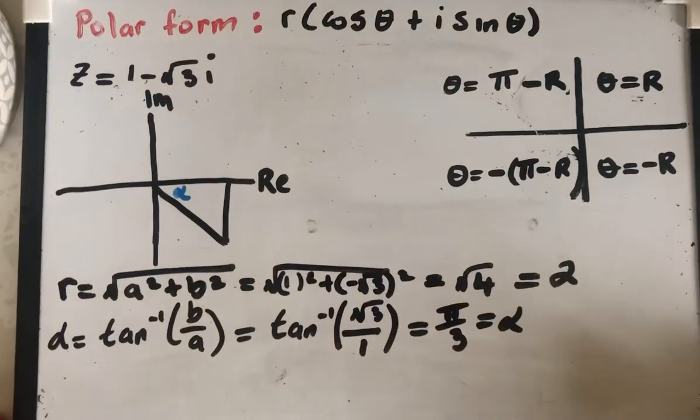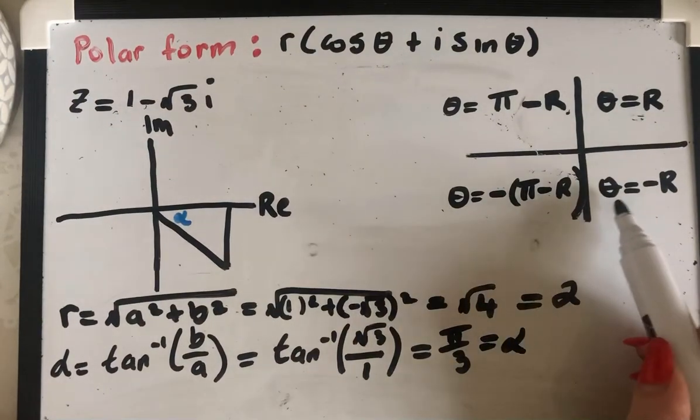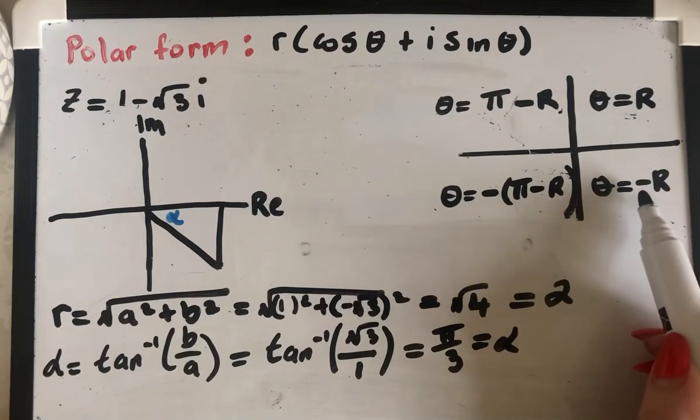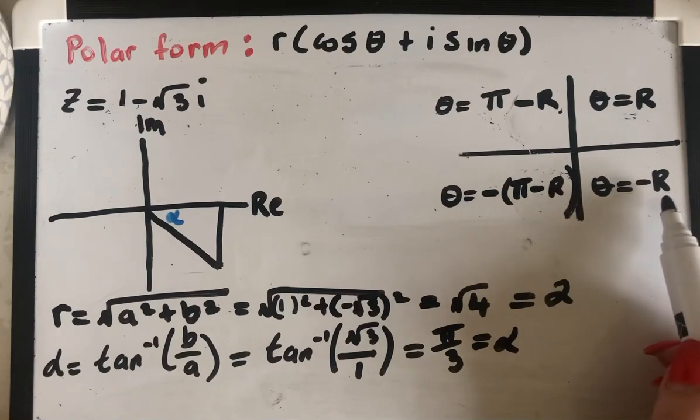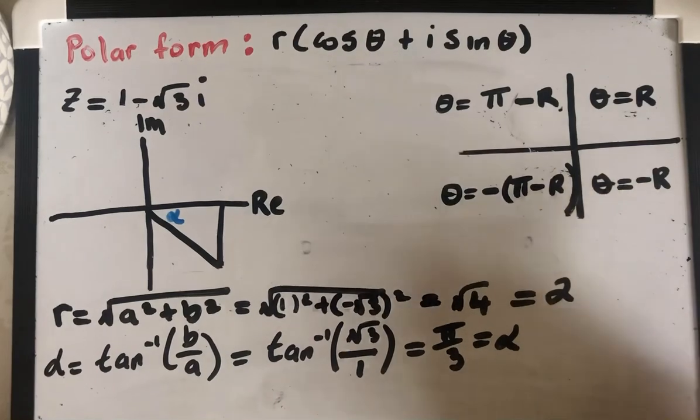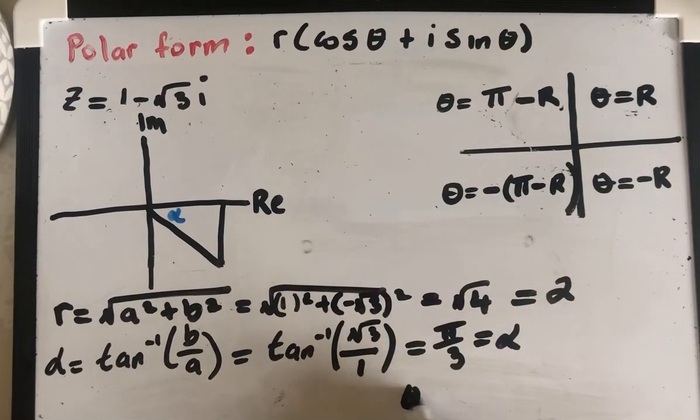So now let's look at our rules up here. Well, we're in the fourth quadrant, and what we're telling you is theta is equal to the negative of the reference angle. So in our case, our theta will be equal to the negative of the alpha. So that means that our theta is equal to the negative of this, so minus pi over 3.